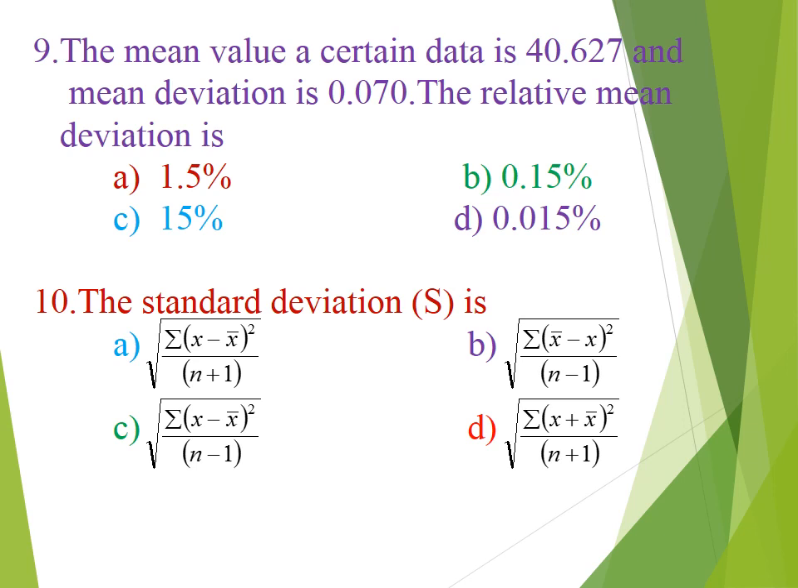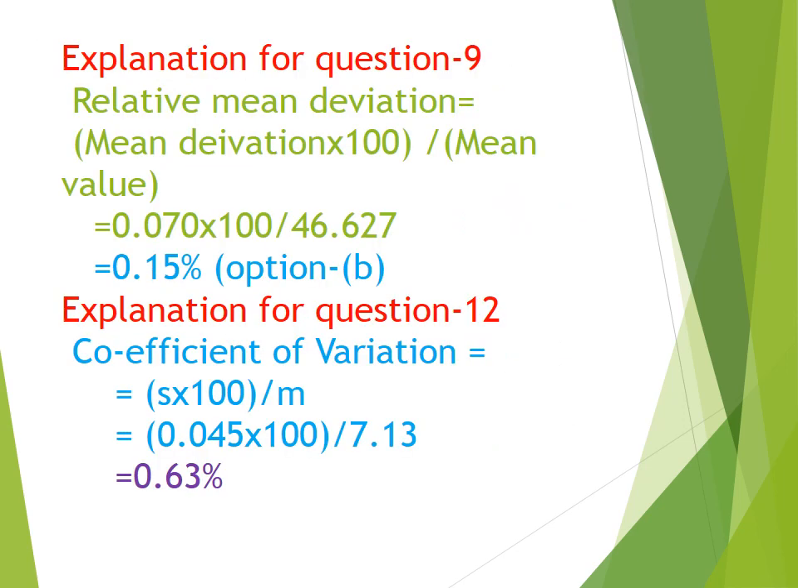Question number 10. The standard deviation S, the correct formula is C, root of summation of x minus x bar whole power 2 divided by n minus 1. The option C is correct. Regarding question number 9, the relative mean deviation is equal to the mean deviation multiplied by 100 divided by mean value. You substitute the value of mean deviation and mean value in the above equation, you will get relative mean deviation. It comes around 0.15%. Option B is correct.